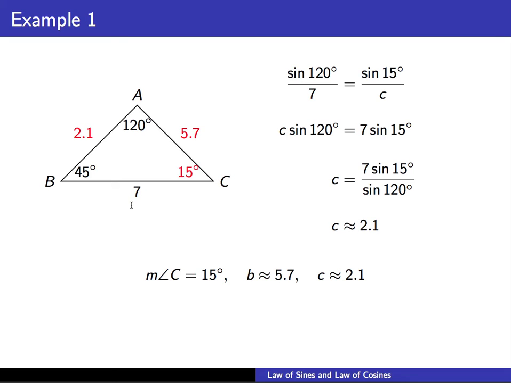That's across from the longest of the three sides, which is also good, because if those two conditions hold, then the angle in the middle is going to be across from the side length that's in the middle. 5.7 is between 2.1 and 7, as 45 degrees is between 15 degrees and 120 degrees. So we can use that to help us check to make sure we didn't maybe miscalculate anything.